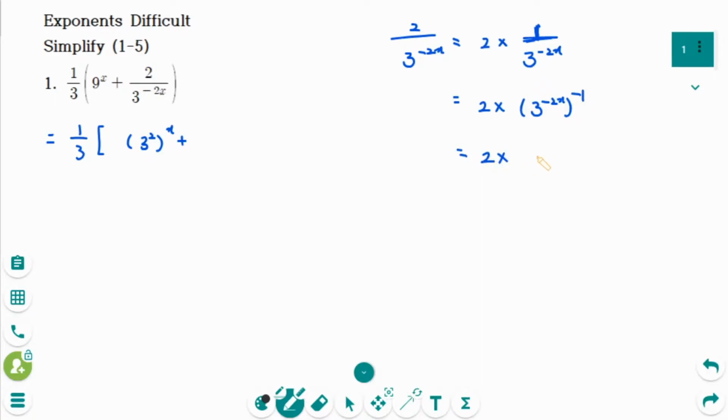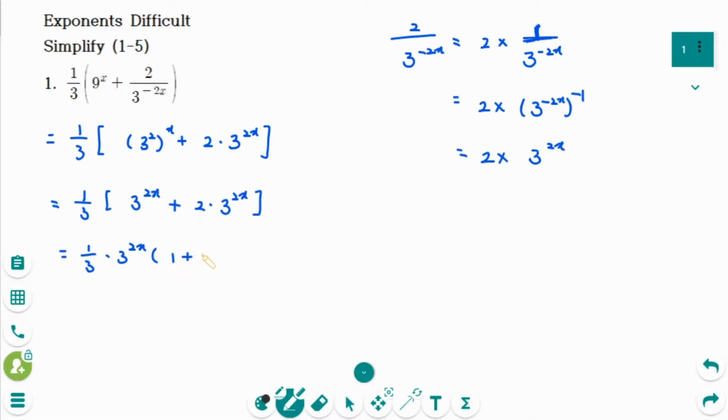So 2 times 3 to the power of 2x. So this one is 2 times 3 to the power of 2x. 1 over 3 times 3 to the power of 2x plus 2 times 3 to the power of 2x. Then take out the common factor, 3 to the power of 2x. 1 over 3 plus 2, 1 over 3 times 3 to the power of 2x times 3, cancelled. The final answer is 3 to the power of 2x, or 9 to the power of x.